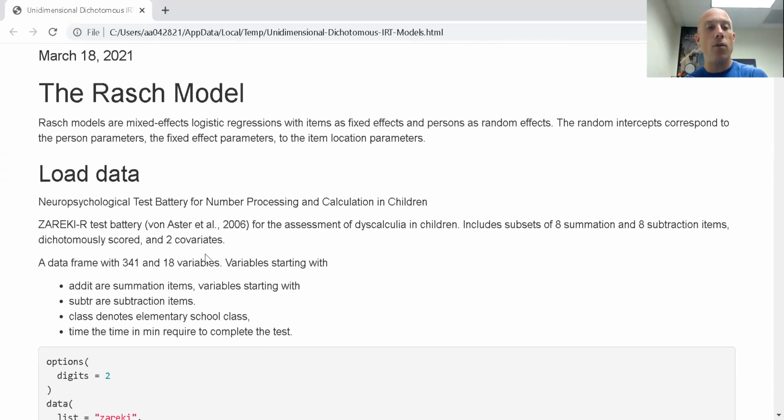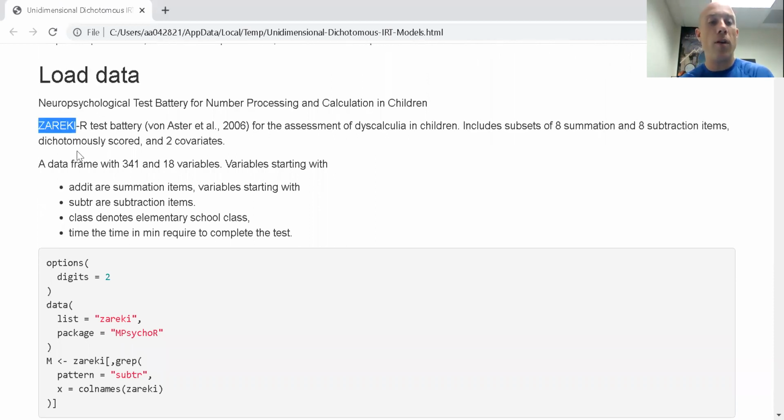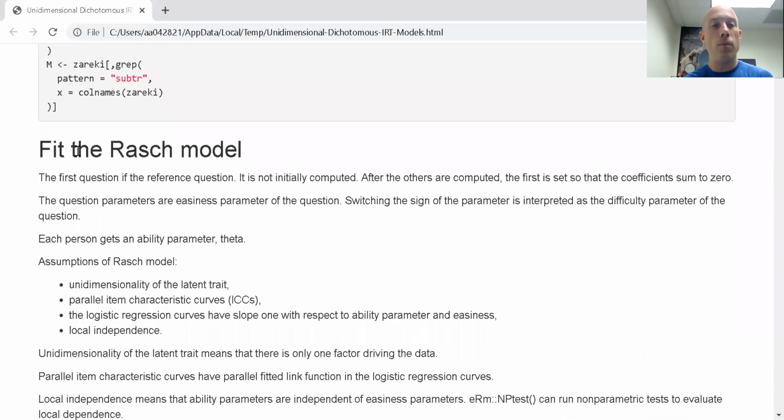So we're going to go ahead and use some data. We're going to use the Zareki data set, which is in the MPsychoR package. But we're just going to look at subtraction. We're only looking at subtraction to keep it a more concise example so that we can emphasize other things that we want to look at right now. If I was doing a full project, I would definitely be going into more columns than just subtraction.